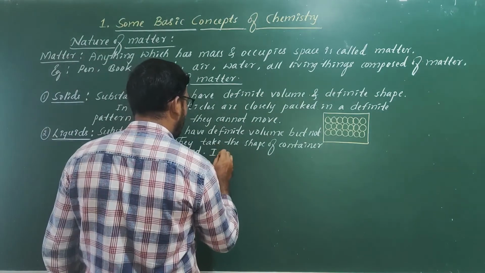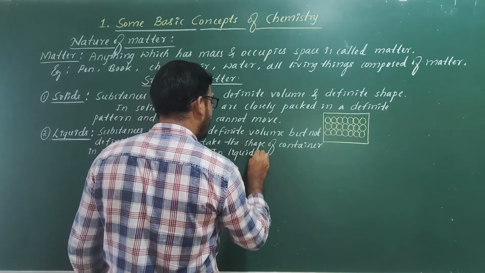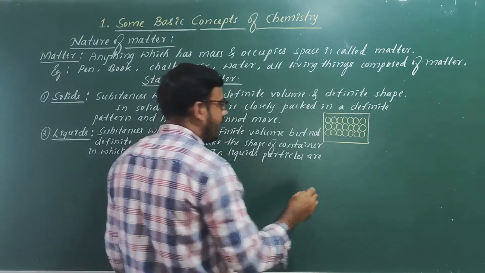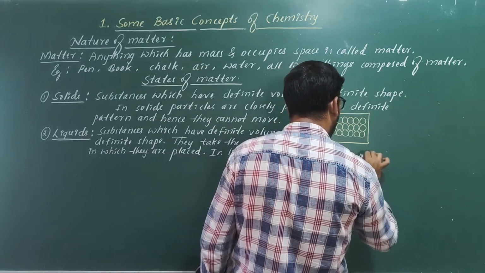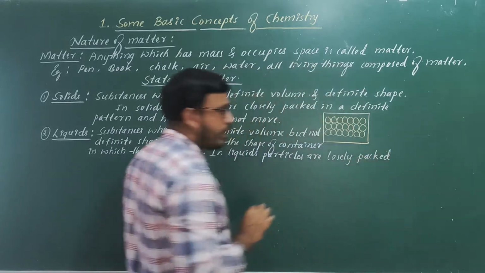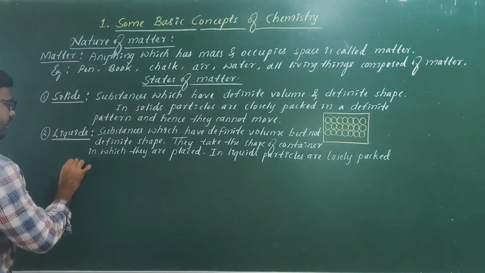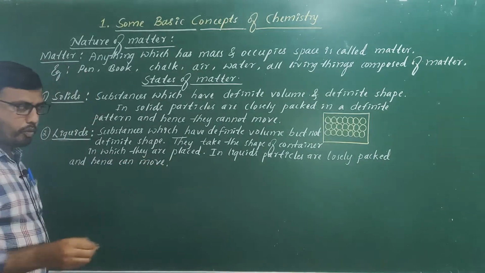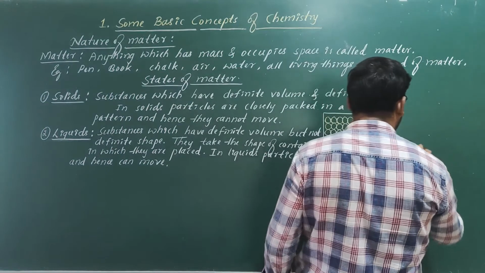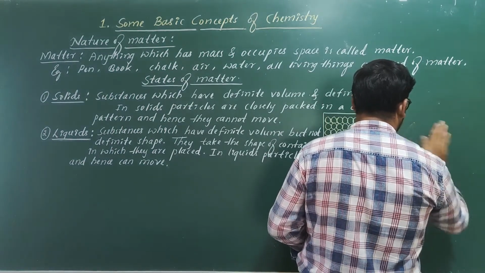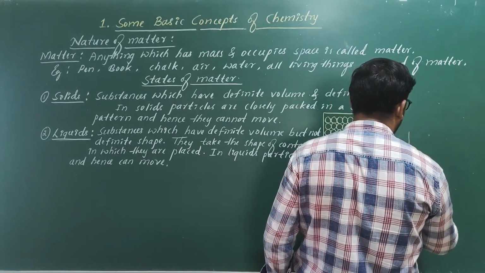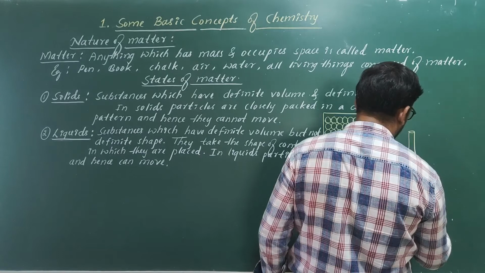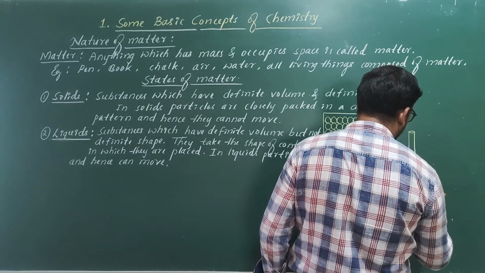So in liquids, particles are loosely packed and hence can move around. They can move because the particles are somewhat loosely arranged. Suppose the liquid is taken in a flask, it takes the shape of the flask. So its volume is fixed here.